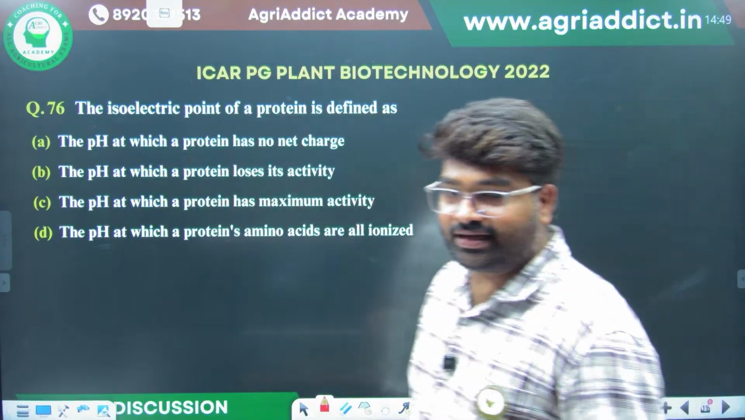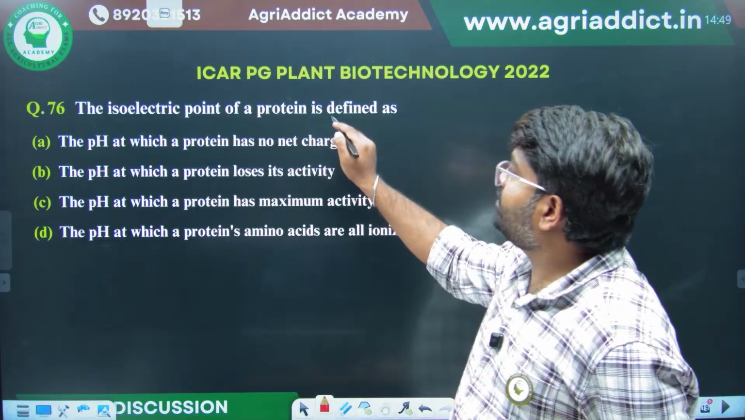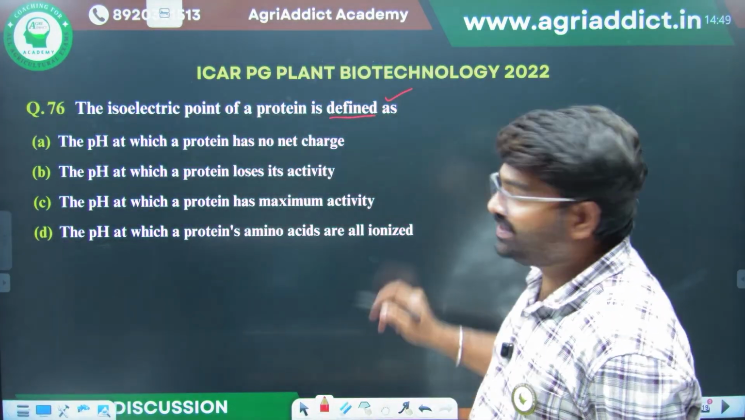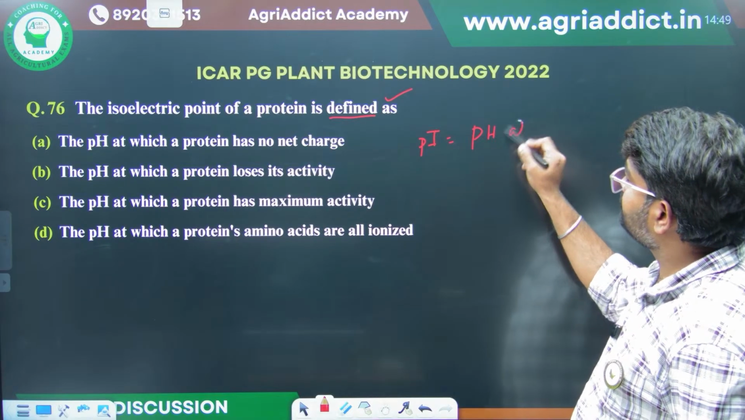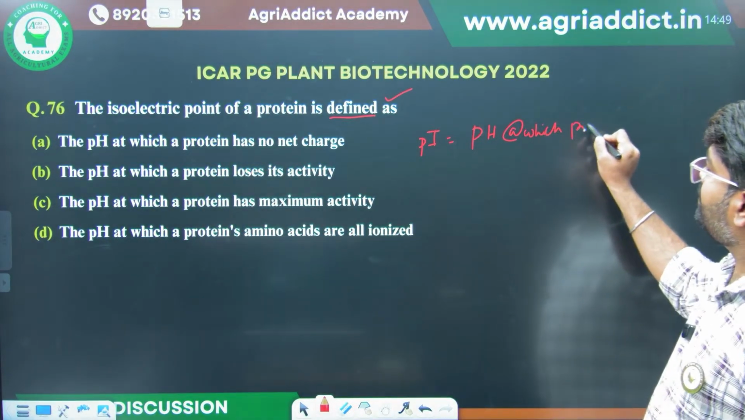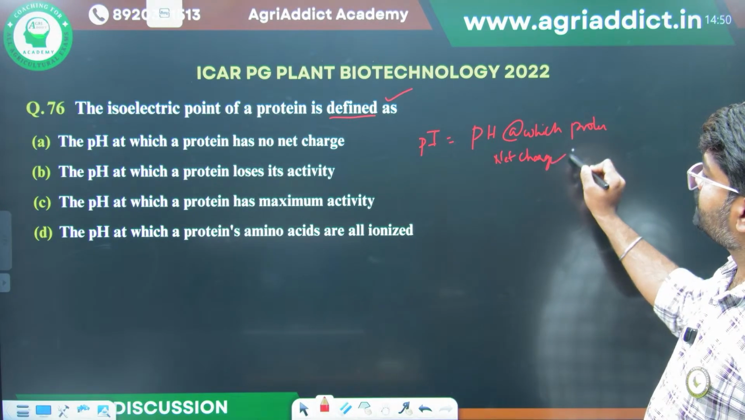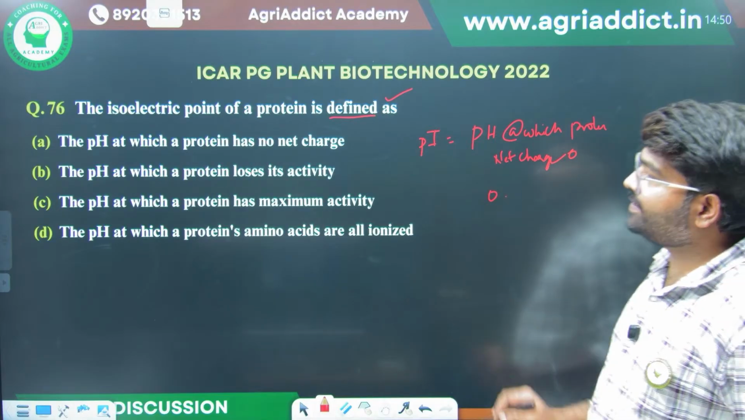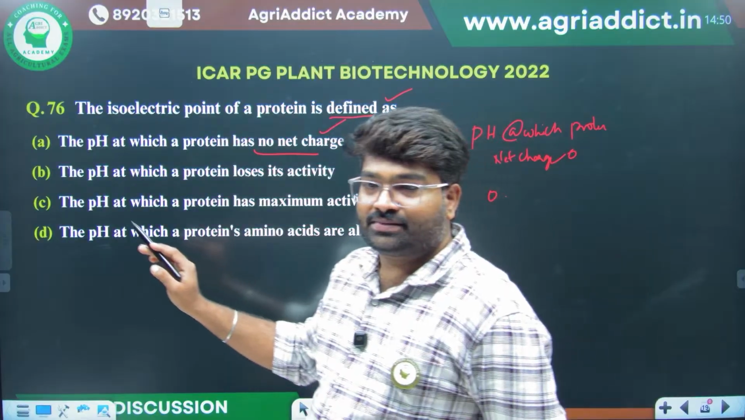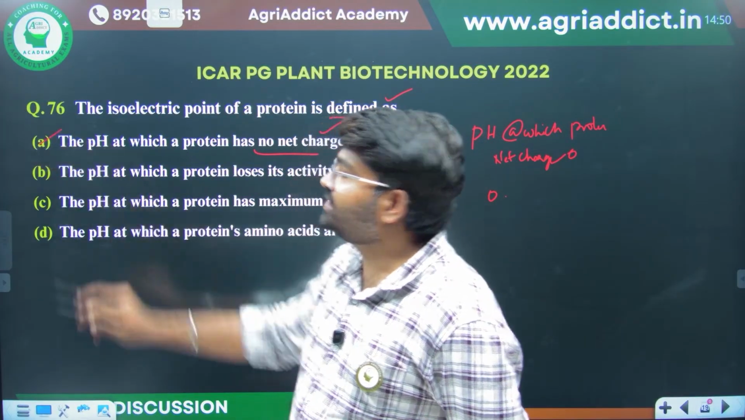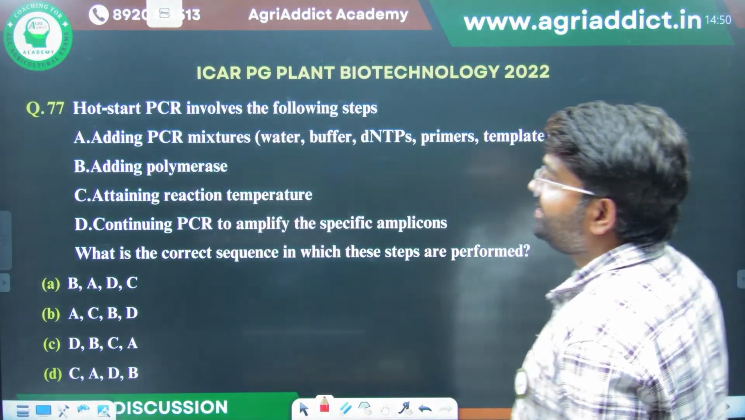Isoelectric point, another important and simple question they are asking. The isoelectric point of a protein is defined as what? What is meant by isoelectric point? We have already discussed, it is the pH at which the protein will have a net charge of 0, or the mobility of the protein will be 0. So the pH at which the protein has no net charge is known as the isoelectric point. Yes, very good. Option A will be the right answer.